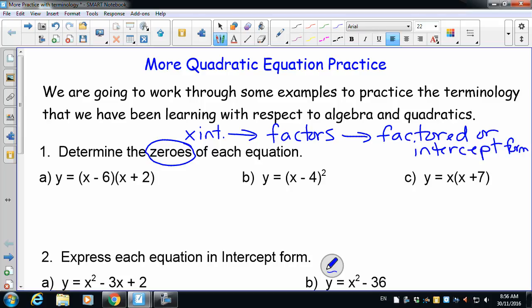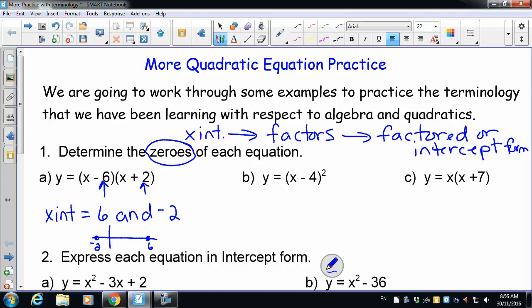And if you look at the first three, I've made your job easy for you because they all have brackets. And if they have brackets, that means they're already in factored form. So all you need to do is look at each equation and the zeros are staring at you. You just have to say the opposite signs. So x minus 6 means it has an x-intercept of 6 and negative 2. So it crosses the x-axis, if you're thinking about a picture, at positive 6 and negative 2. That's what it means to the graph.